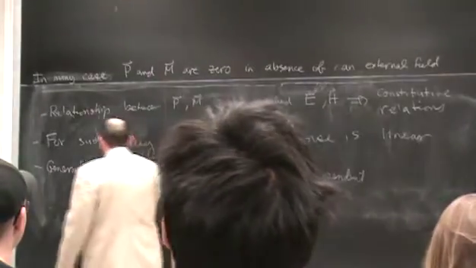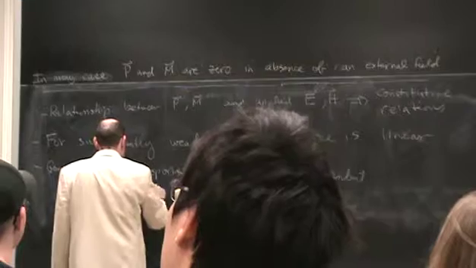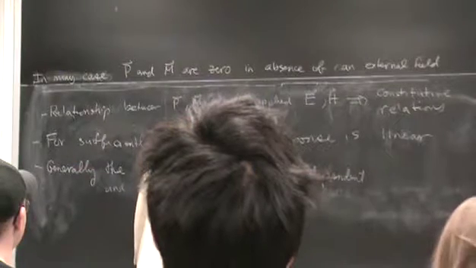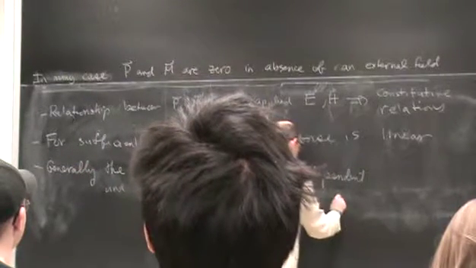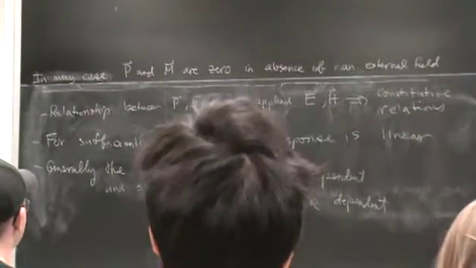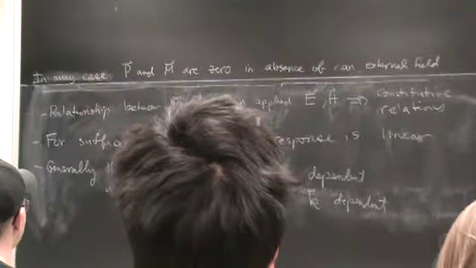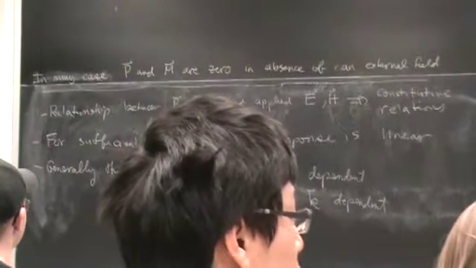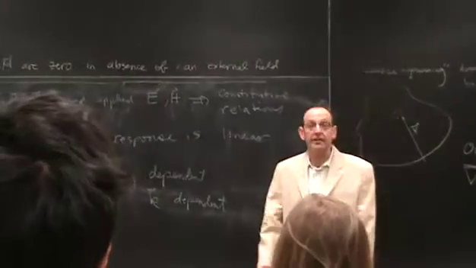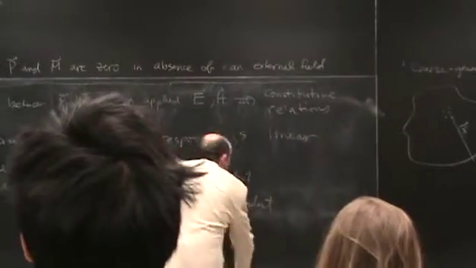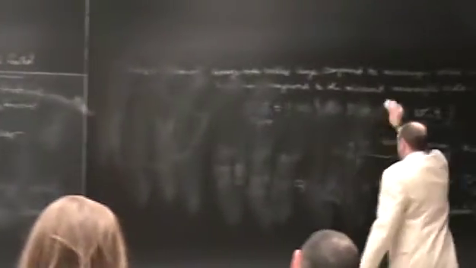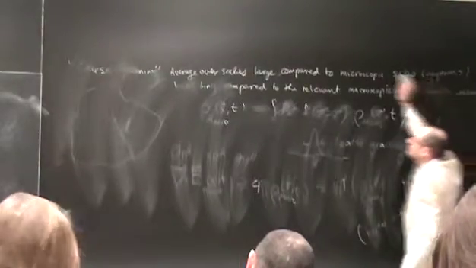And sometimes, for crystals, it's K dependent. If I were to think about a decomposition of my field in terms of spatial Fourier components, not just temporal Fourier components, then it will depend not just on the magnitude of the K vector, but the direction of the K vector. So a general linear response relationship looks like this.